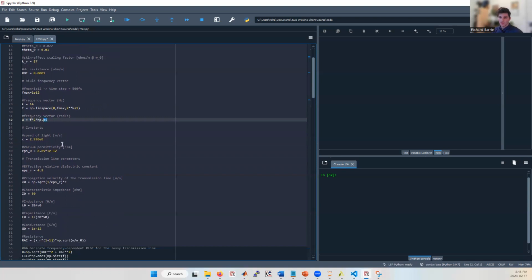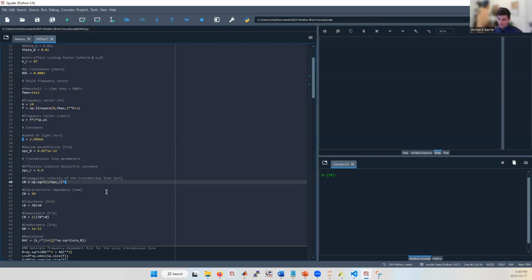And now we'll set up a few constants that'll be useful. One is the speed of light, and one is the permittivity of free space, epsilon naught. A few more transmission line parameters that will be useful are epsilon r, which is the relative dielectric constant. It's the ratio of the permittivity of our dielectric to the permittivity of free space. Using this, we can calculate the propagation velocity of our transmission line.